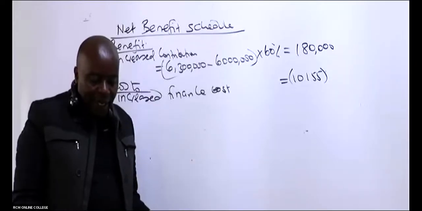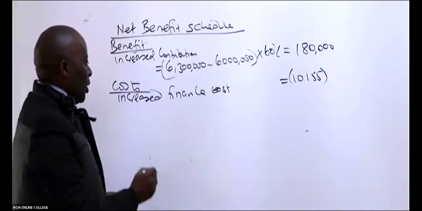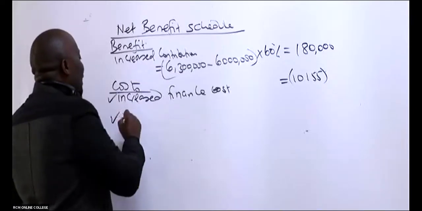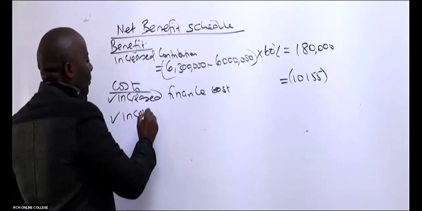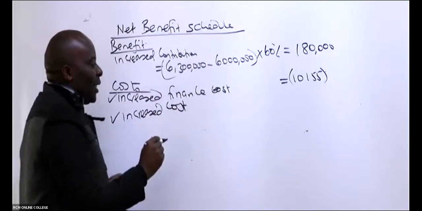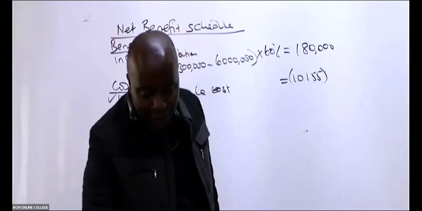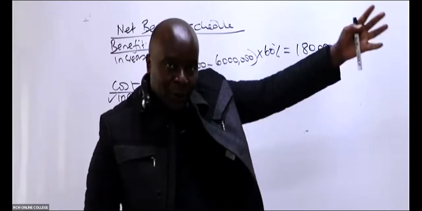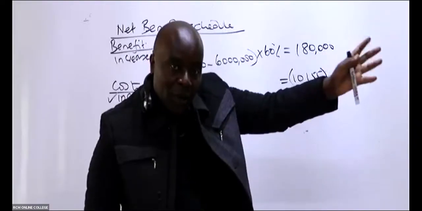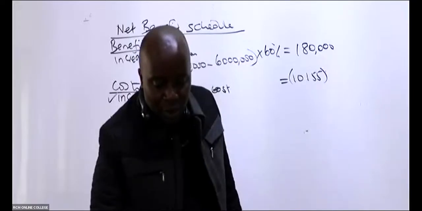And then, ladies and gentlemen, apart from that, we have another disadvantage. We have increased cost, because we're going to produce more. There is an increase in the general cost. Because we're going to produce 6.3, there are expenses which will arise because of the volumes increasing.